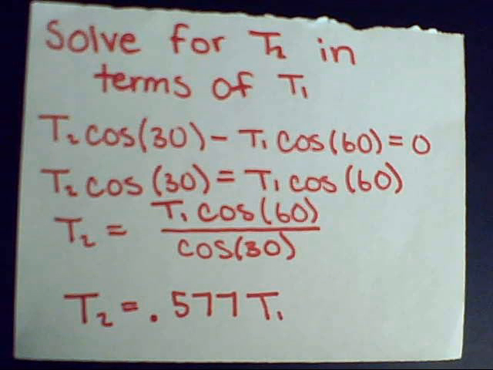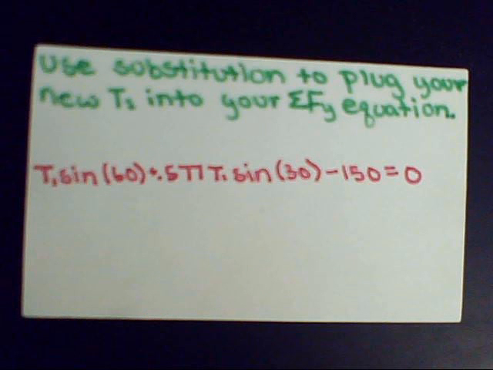We have T2 cosine 30 minus T1 cosine 60 equals 0. We add T1 cosine 60 to both sides and divide by cosine 30 to get T2 by itself. We end up with T2 equals 0.577 T1. Next, we use substitution to plug in our new T2 into the sum of the forces in the y direction equation.